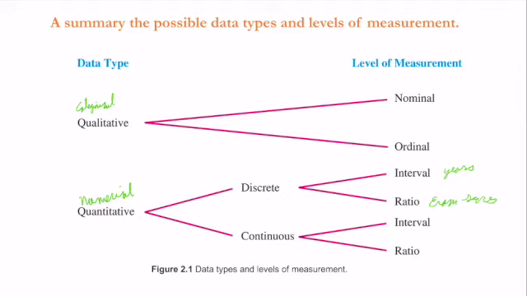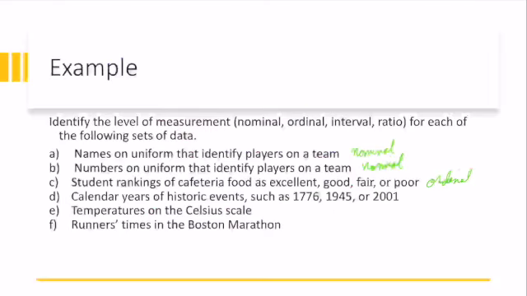What about students' rankings of cafeteria food as excellent, good, fair, or poor? That has a specific order, so that's going to be ordinal. What about calendar years of historic events? That doesn't have a starting point. That's going to be interval. Temperatures on a Celsius scale. Again, temperature is always interval. And how about runners' times in the Boston Marathon, right? When you're timing a runner, you have your stopwatch and it starts at 0. So we have a starting point. We could make a comparison. This is ratio data.